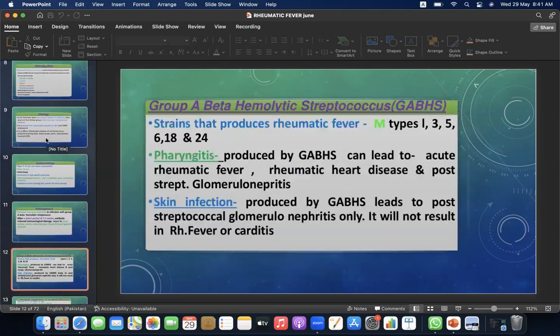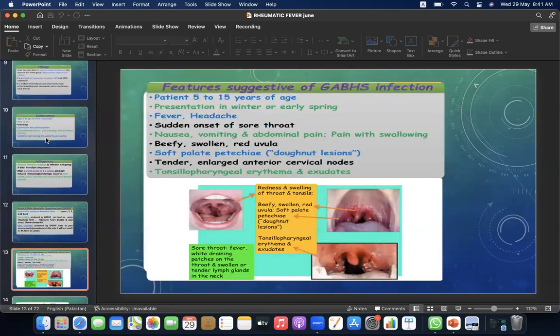Group A beta hemolytic streptococcus. Strains that produce rheumatic fever are the M types 1, 3, 5, 6, 18, and 24. Pharyngitis produced by group A beta hemolytic streptococcus can lead to acute rheumatic fever, rheumatic heart disease, and post-streptococcal glomerulonephritis. Skin infection produced by group A beta hemolytic streptococcus leads to post-streptococcal glomerulonephritis only. It will not result in rheumatic fever or carditis.